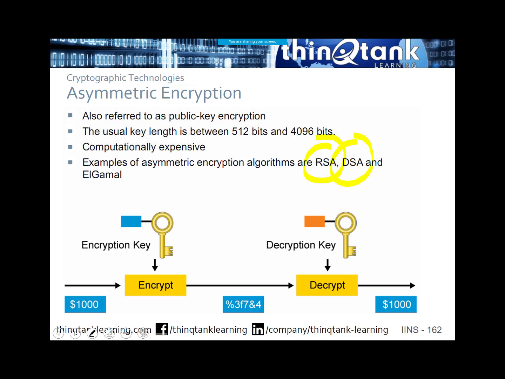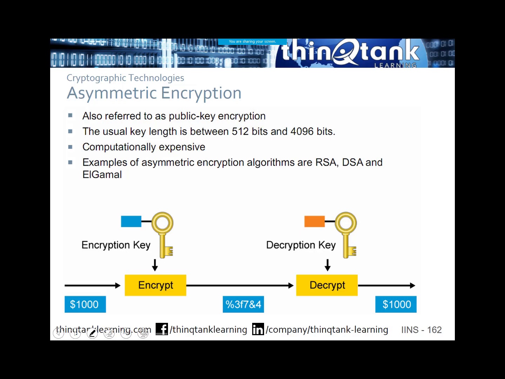RSA, DSA, ElGamal, all examples of asymmetric processes. DSA is really the modern one that we use today. It is the one that kind of replaced RSA.